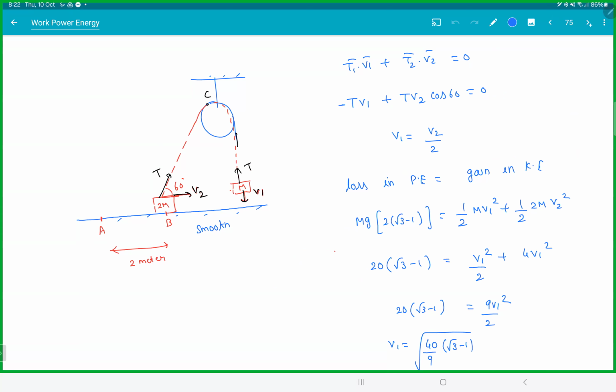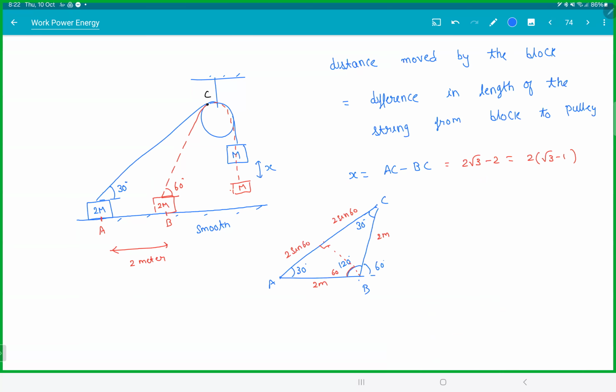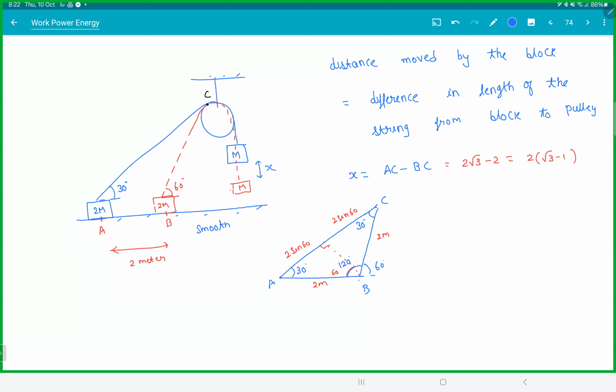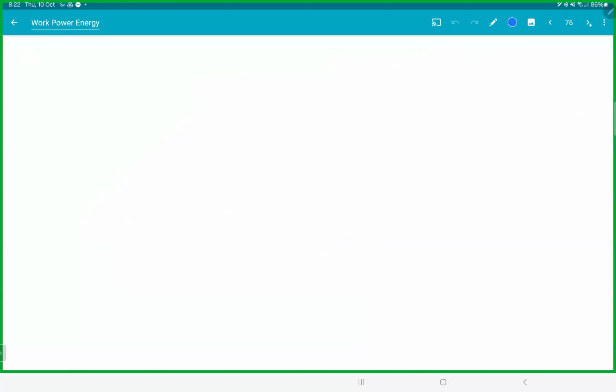Any doubts on this? Please ask. Any step you're not convinced of, the initial part, how did I get the distance gone down, or how did I get these velocities? Anything? Do make sure to try all these things again. Next one.